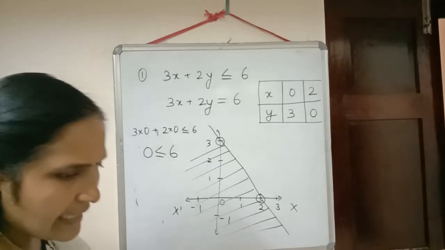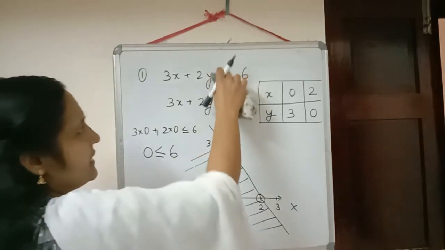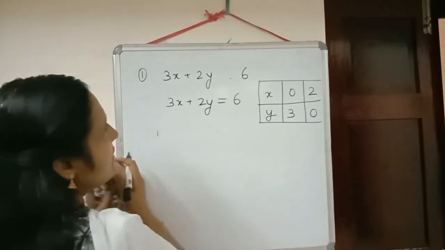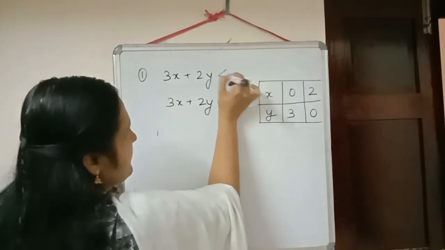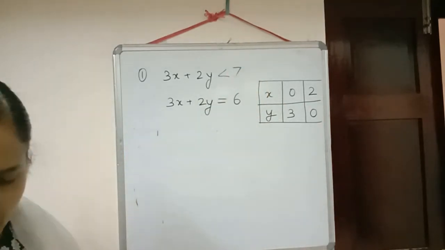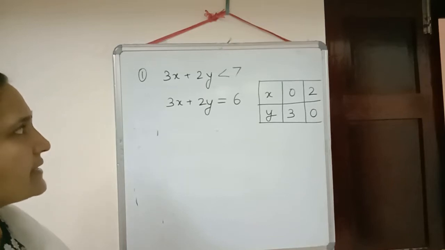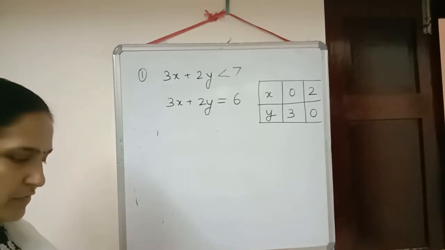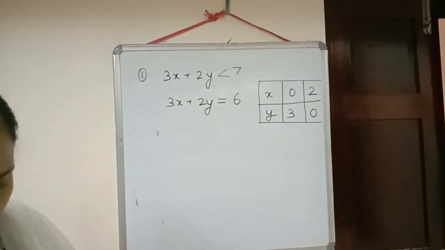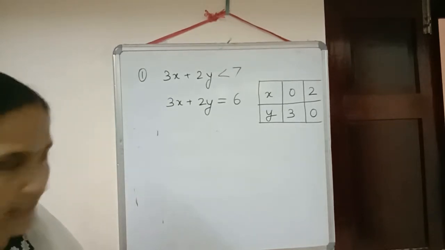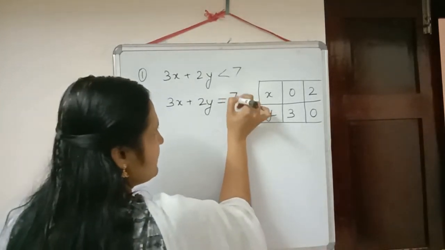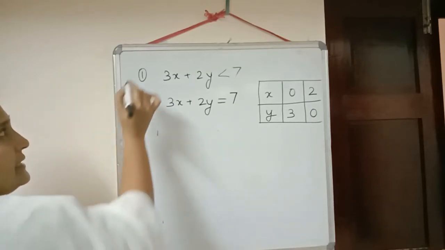3x plus 2y less than 7. The question is 3x plus 2y less than 7. So again, first what will we do? We'll change the inequality to equality. So change it, what will come? 3x plus 2y equal to 7.